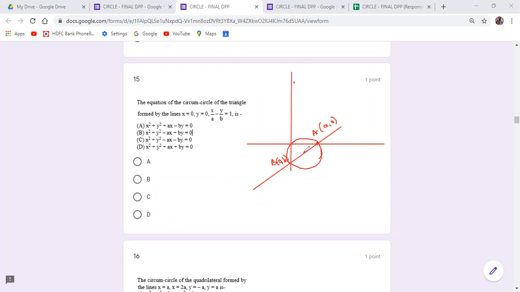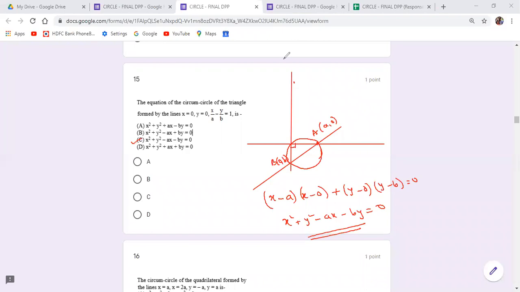Tell me, what is the circle? What does AB stand for? It's the diameter, sir. So what is the equation of the circle? (x minus a)(x minus 0) plus (y minus 0)(y minus b) equals 0. So x square plus y square minus ax minus by equals 0. This would be your answer. Minus x. So the answer is C. Understood? Yes, sir.